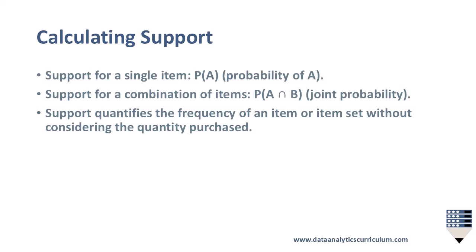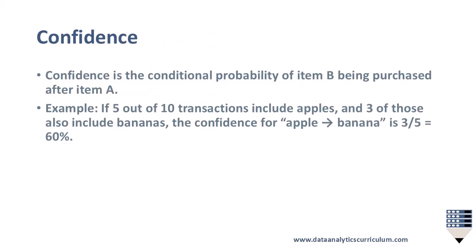Calculating support. Mathematically, support for a single item A is written as P(A), the probability of A occurring. For a combination of items A and B, it's written as P(A ∩ B), the probability that both appear together. Support measures how often an item or item set occurs, without caring about how many units were purchased.